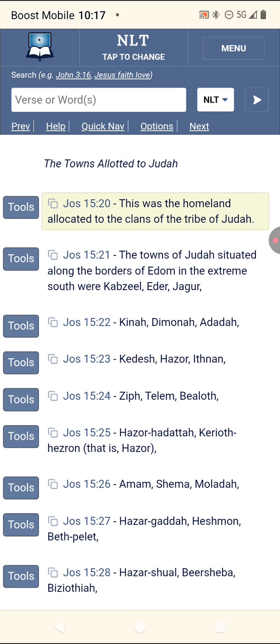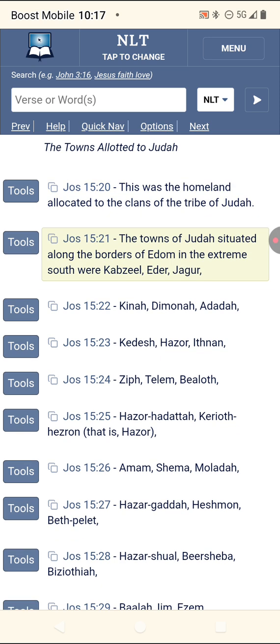Now we're not going to go and map all these towns, because we are already familiar with the general area, the general territory. So it would be kind of pointless to try to map every little town here. So it says this was the homeland allocated to the clans of the tribe of Judah.